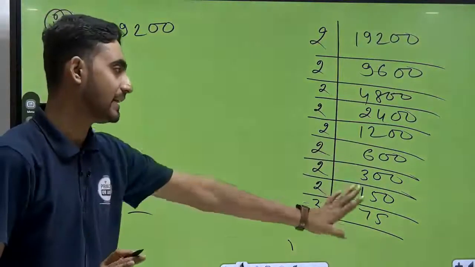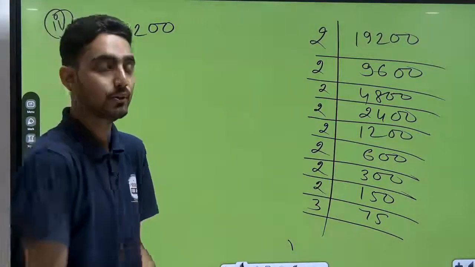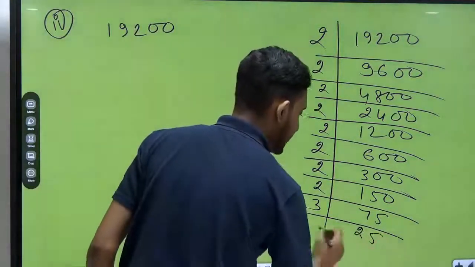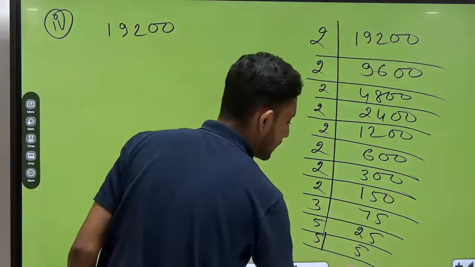So 75 divided by 3. Anyone know what is the correct answer? Anyone know? That is 25. And at last 5 5. So this is 1. Okay?